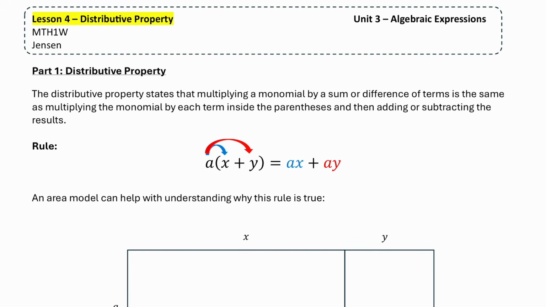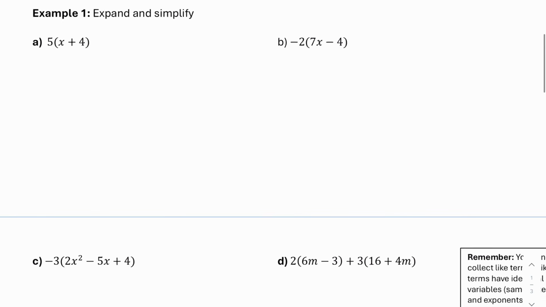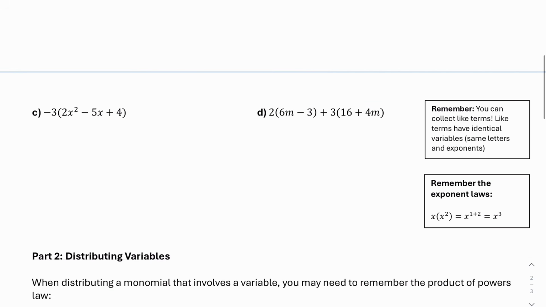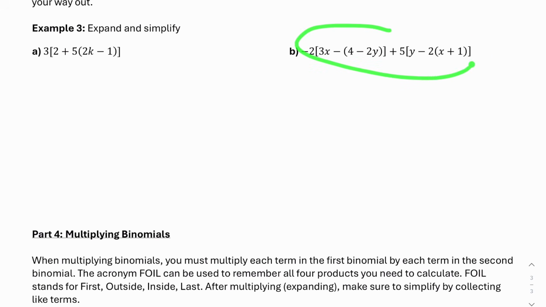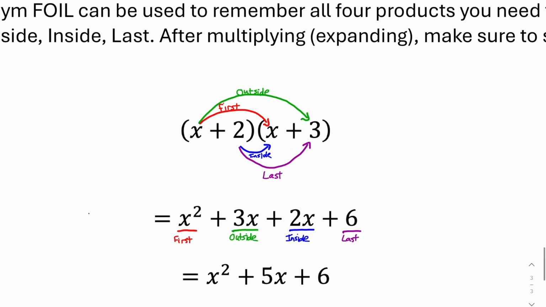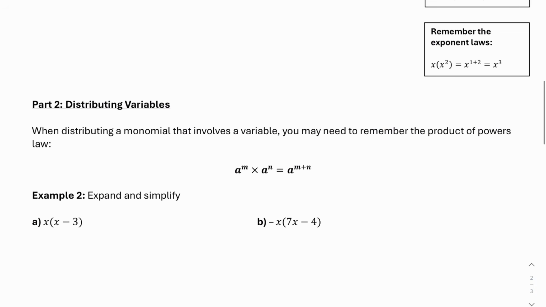Here's a lesson on the distributive property. In this lesson, I'm going to teach you how to expand and simplify a lot of different types of products, starting with monomials multiplied by binomials, and then moving forward to multiplying by polynomials that have more than two terms, and then even polynomials that have nested brackets like we see here, and then finishing off by multiplying binomials by binomials here. So let's go back to the start and learn the basic distributive property.